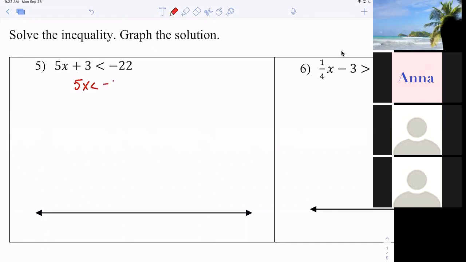Negative 25. Everybody's going to say that. 5x is less than negative 25. If you don't know that, now's the time to speak up. And then do what? Divide by 5.